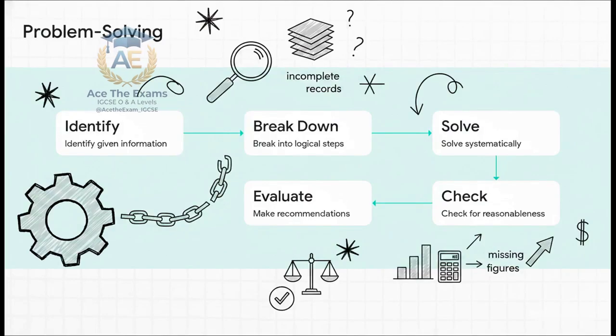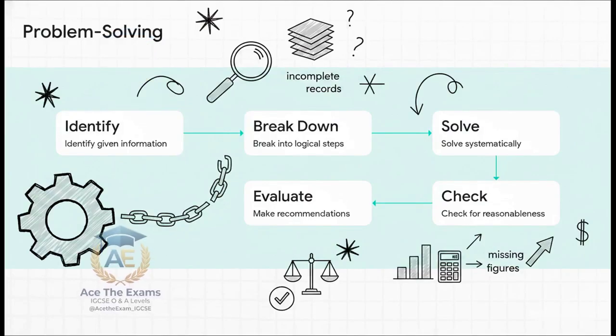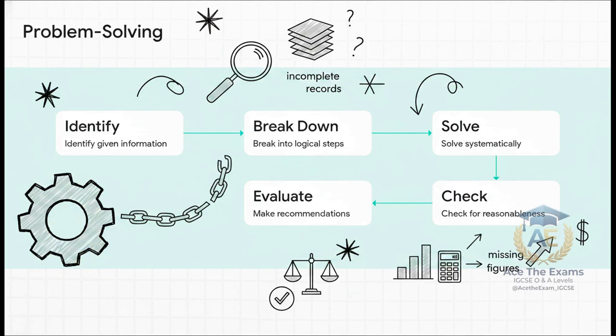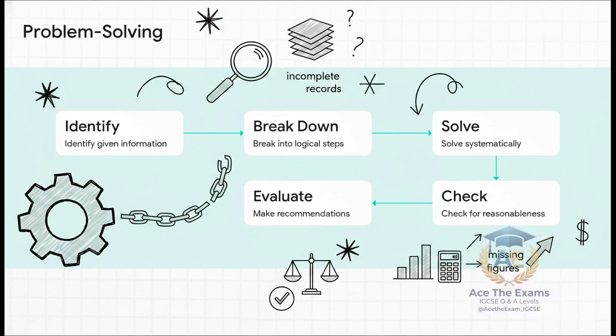To really lock this in, let's look at the deconstruct, solve, evaluate cognitive strategy. I want you to read these 5 steps out loud in your head. Identify given information, break into logical steps, solve systematically, check for reasonableness, and make justified recommendations. Imagine applying this to a generic, messy, incomplete records problem. First, you identify the missing figures. Maybe it's an opening inventory that burned in a fire, or cash that was stolen.